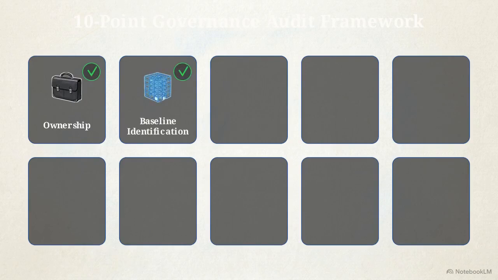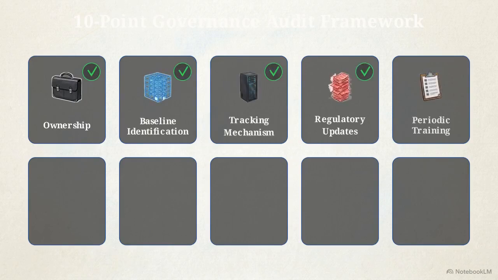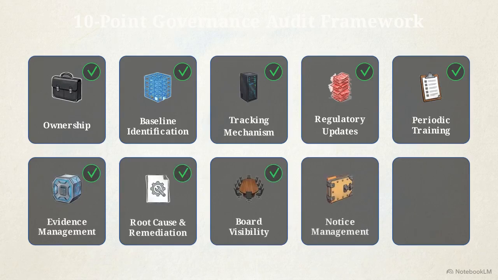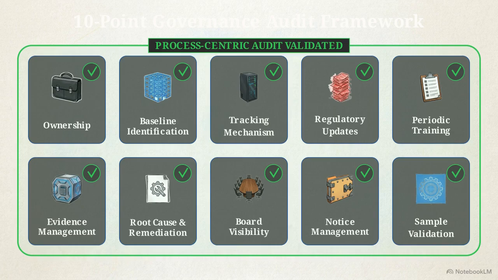This chart shows the complete 10-point corporate governance audit framework, from assigning ownership and identifying the baseline applicability, all the way through tracking, root cause analysis, and final sample validation. You now have a holistic view of a process-centric audit.